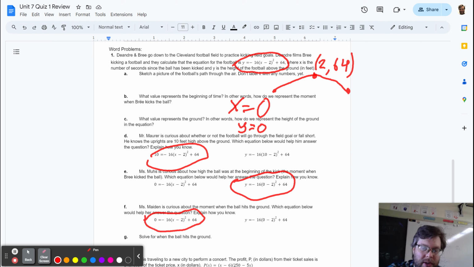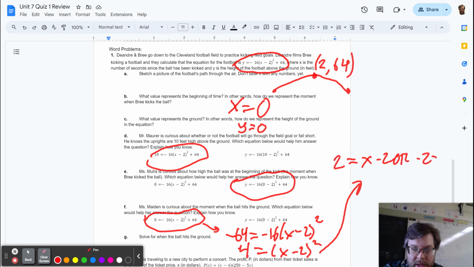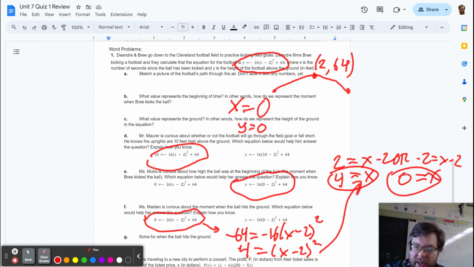Now it says solve for when the ball hits the ground. So I take this equation, subtract 64 first, divide by negative 16, take the square root of 4, and I get 2, or negative 2. Add 2, so I get X equals 4. Add 2, so I get X equals 0. So the ball started on the ground, and then it landed on the ground after 4 seconds.